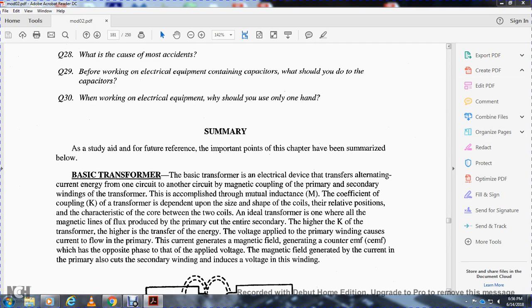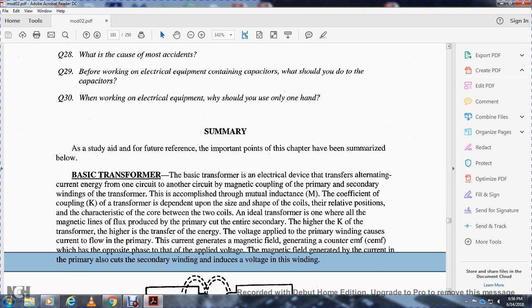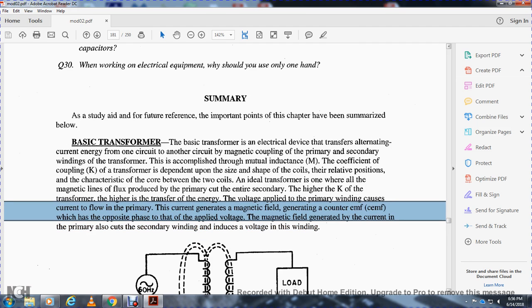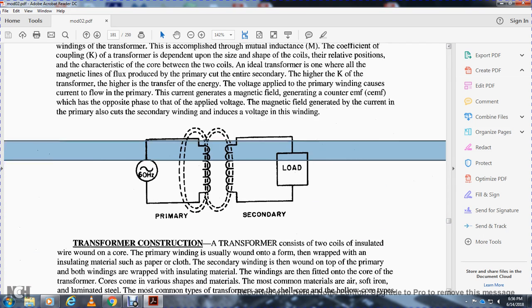The coefficient of coupling, or K, of the transformer depends on the size and shape of the coil, and the relative position of the core between the two coils. The ideal transformer is one where the magnetic lines of flux produced by the primary couple to the entire secondary. The higher the coupling of the transformer, the higher the transformer efficiency. The voltage applied to the primary winding causes current to flow in the primary. The current generates a magnetic field, generating a counter EMF, which is opposite in phase to the applied voltage. The magnetic field generated by the current in the primary induces a voltage in the secondary winding.